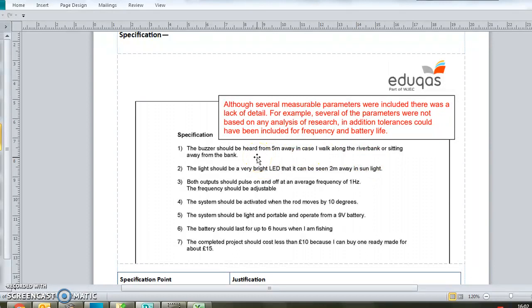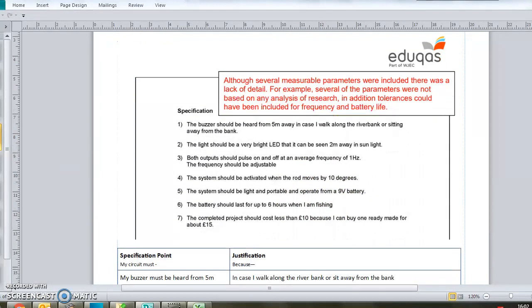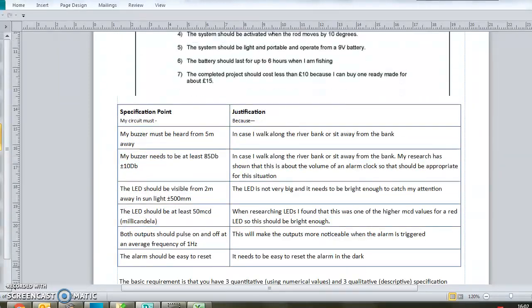Buzzer should be heard from 5 meters away in case I walk along the riverbank or sitting away from the bank. Light should be a very bright LED that can be seen 2 meters away in sunlight. Both outputs should pulse on and off at a frequency of 1 hertz. Frequency should be adjustable. It's a bit of a contradiction because he said 1 hertz, then he says adjustable. Well, why has he specified 1 hertz if he's then going to say it should be adjustable? It's contradicted himself. Assuming it's a he, could be a she. System should be activated when the rod moves by 10 degrees, etc. So he's got a reasonable spec, but it's a bit weak and washy.